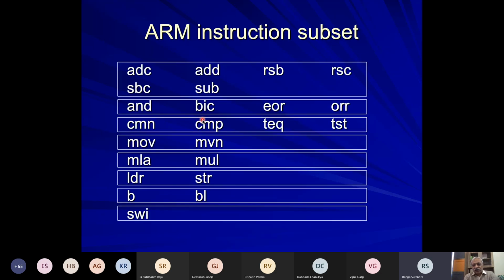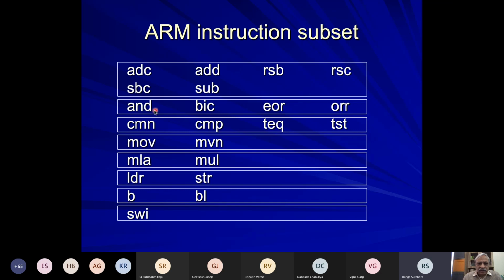We are going to focus on a small subset of the overall instruction set, and these are the instructions we have talked about at various points. So you have these add instructions: add with carry, add, reverse subtract with carry, subtract with carry, and subtract. I've just put them in alphabetical order. So these are 6 arithmetic instructions.